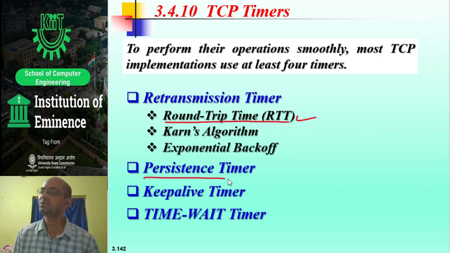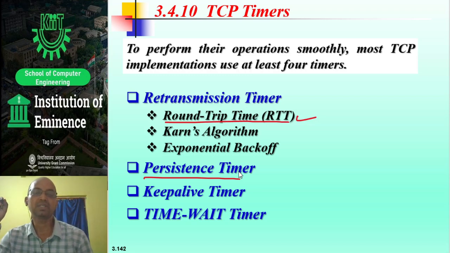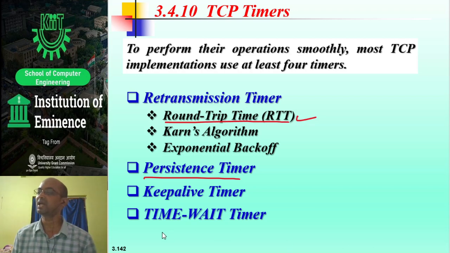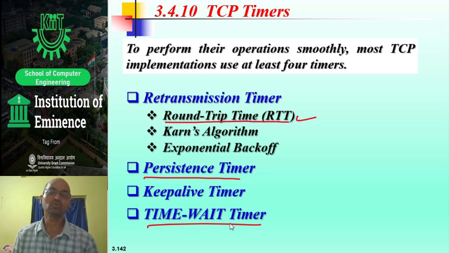And the persistence timer: if you understood the concept of persistence and non-persistence in the application layer, like HTTP, persistence timers determine up to how long the persistent connection is maintained. And time wait means the time up to which the sender or receiver can wait before going to close, which is set as 2 times the maximum segment lifetime, MSL. So in general, these are the different timers.